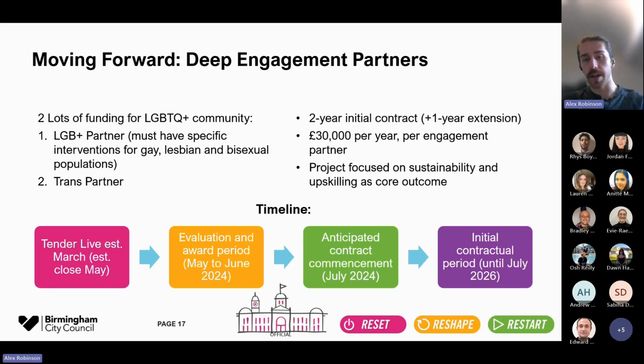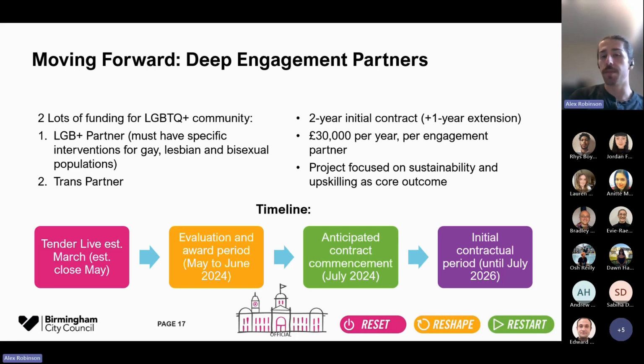So the engagement partners will also be supported by a commissioned academic partner who will support them with the development of evaluation, metrics, research methods, that sort of thing. And these tenders are going to be launched in early March. So please do keep an eye out for those. And they'll be shared widely in the next few weeks.